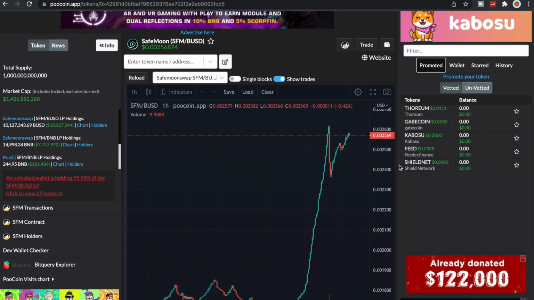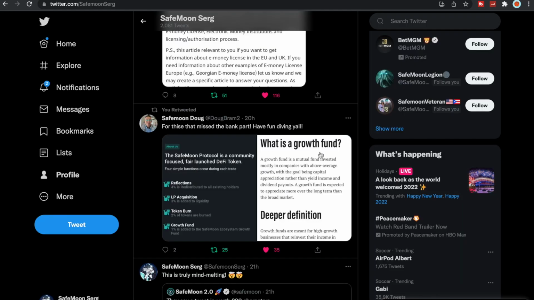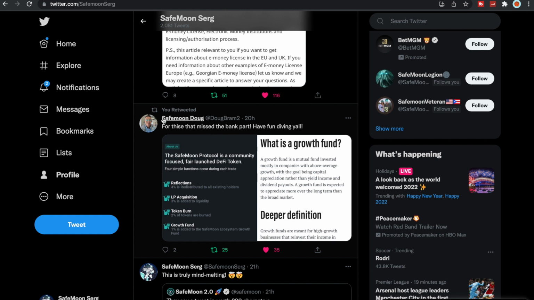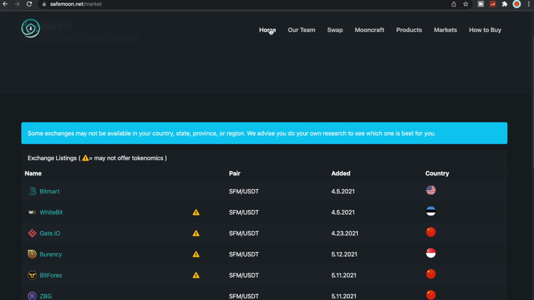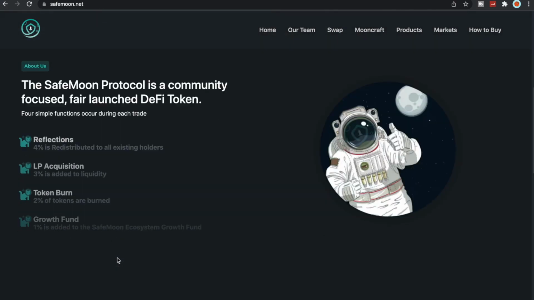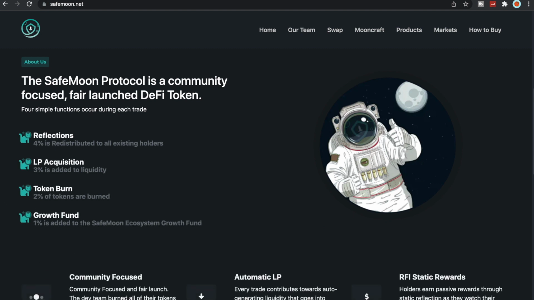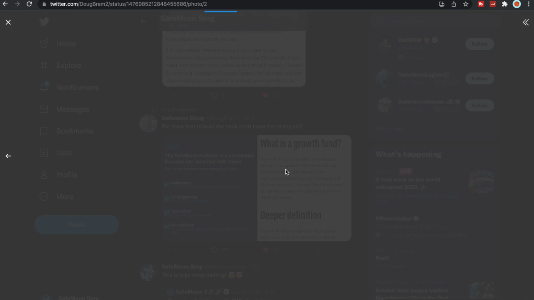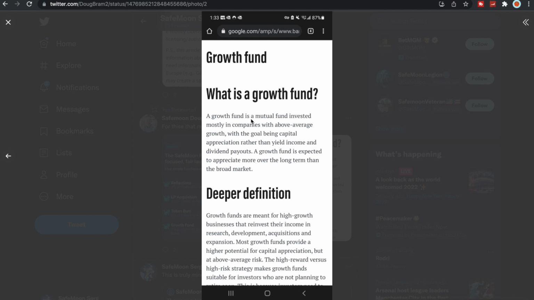With that being said, let's head over to Twitter here and let's talk about that growth fund that I showed you guys on the website. This was added, the 1%. Let's talk about that real quick. What is a growth fund? A growth fund is a mutual fund invested mostly in companies with above average growth, with the goal being capital appreciation rather than yield, income, and dividend payouts. A growth fund is expected to appreciate more over the long term than the broad market.